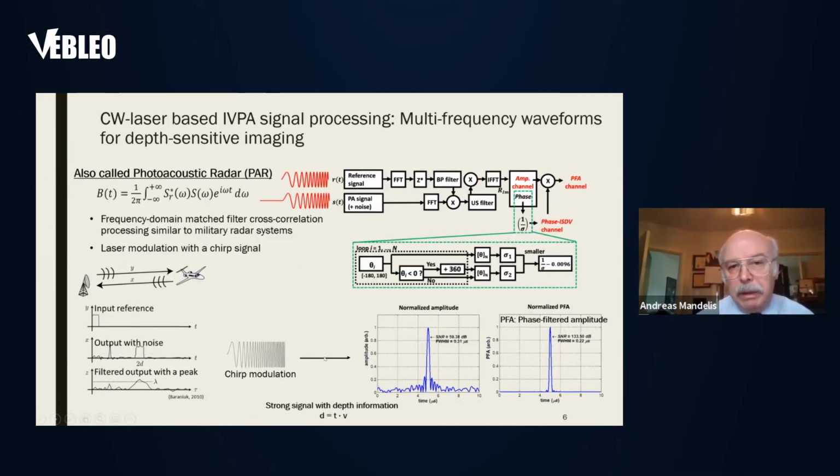On the other hand, we have another photoacoustic methodology. I mentioned the pulse laser system. Now I'm presenting to you the continuous wave laser-based intravascular photoacoustic signal processing. These are multi-frequency waveforms for depth-sensitive imaging, and you need to have multi-frequency so that you can get the depth. You can think of a pulse as the agglomeration of a number of frequencies. So you cannot just have a single frequency, because you don't have any depth resolution. So what we have generated, in the history of technology, is radars.